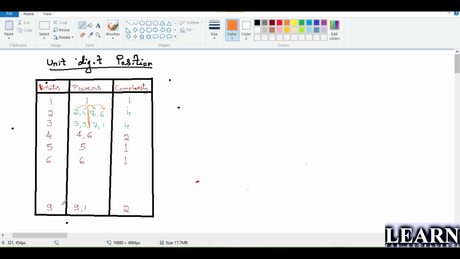So if I'm talking about 3 here, 3 and 9 are done. 3 power 1 is 3, 3 square is 9. What is 3 power 3? It is just the complement of 3. It ends with 7. 3 plus 7 gives 10. Next is 9, and the complement of 9 is 1. 9 plus 1 gives 10.